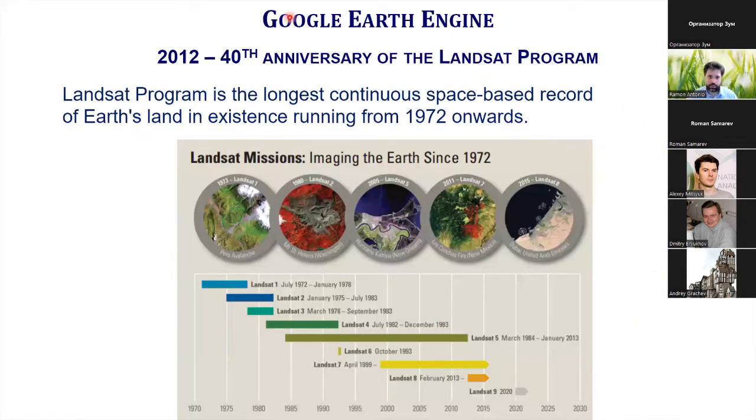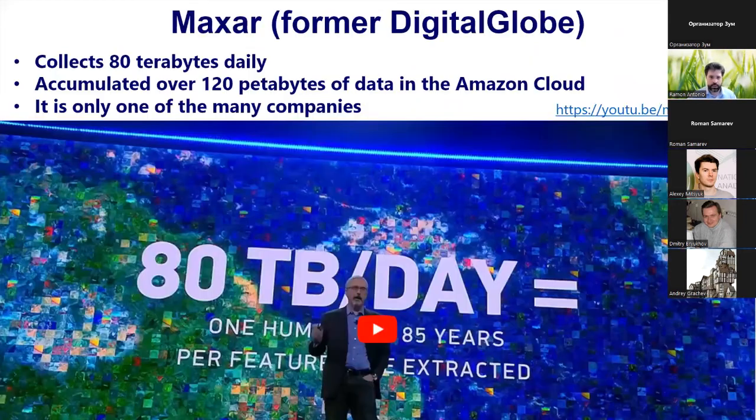For example, Google Earth Engine is a prominent system. It was launched on the 40th anniversary of the Landsat program, and it is the longest continuous space-based record of Earth land in existence, running from 1972 onwards. Another example is Maxar. It's a commercial company. Its former name is DigitalGlobe. It collects about 80 terabytes per day and has accumulated over 120 petabytes of data in the Amazon cloud. And it's only one of the many companies.